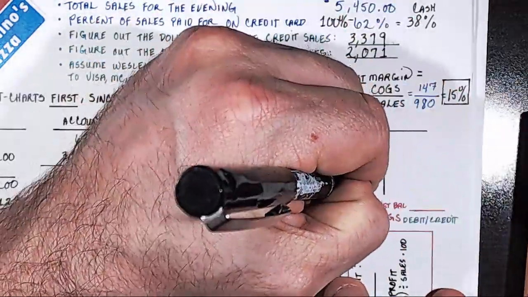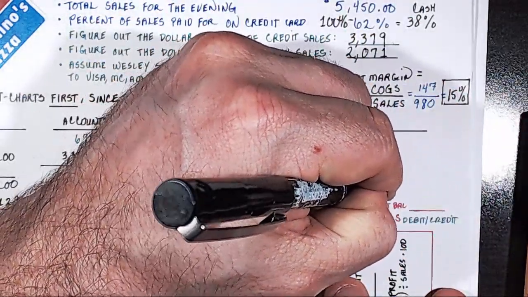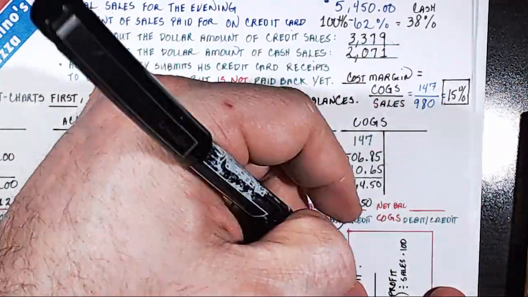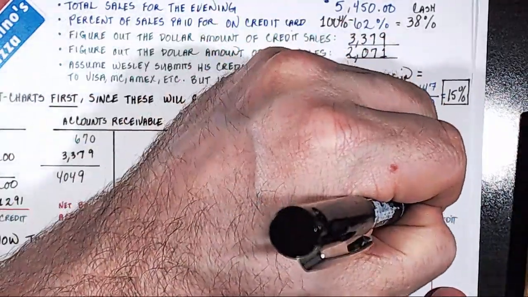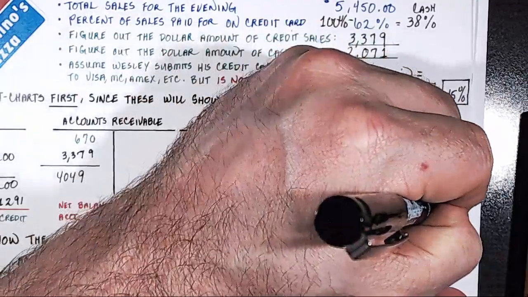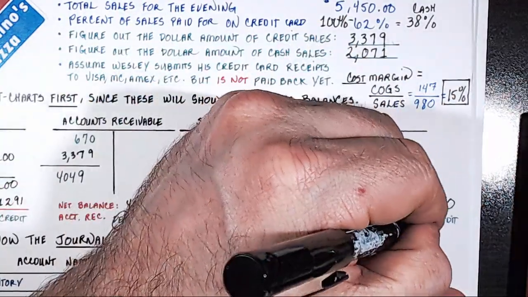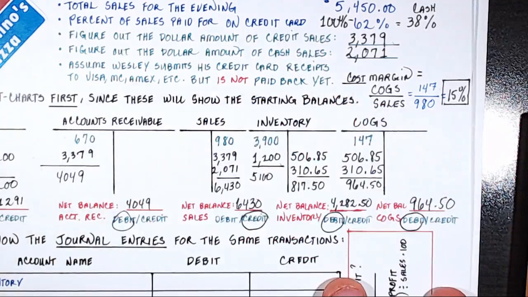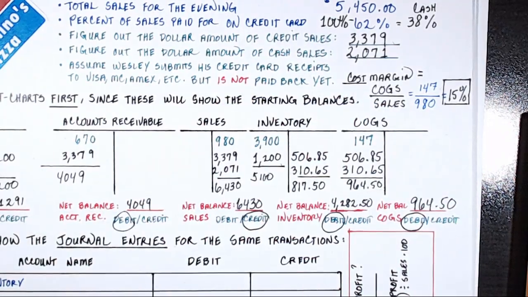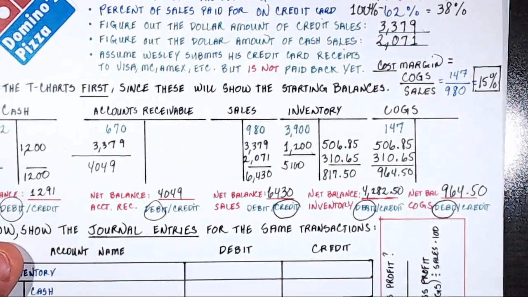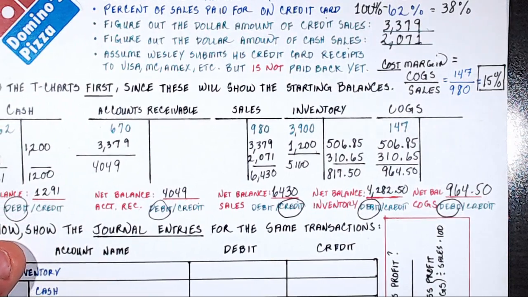$964.50. $964.50. Okay, that is the net balance as well. $964.50. And there's no opposing entry, so it's a debit balance. Okay? So that's how you do that top part.